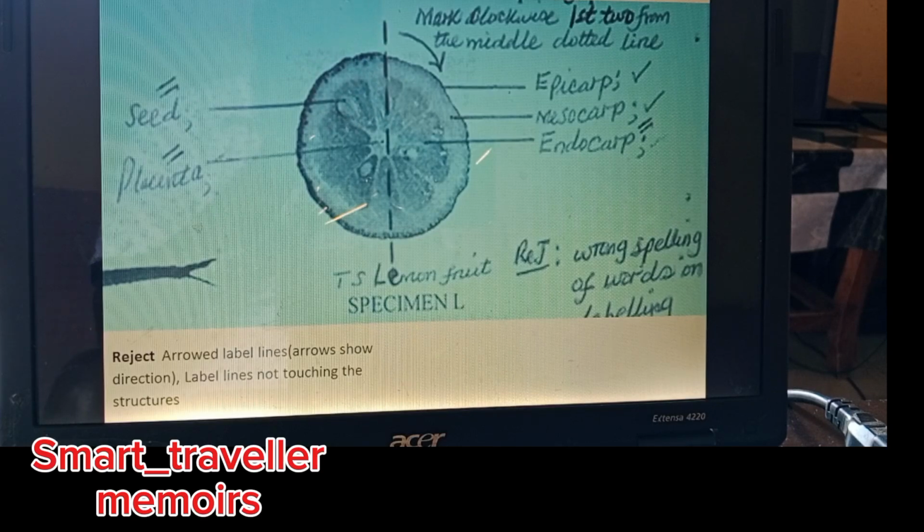So when you come to the endocarp, you can see I've just put the equivalent. And the placenta, I've put the equivalent. And the seed, I've put the equivalent. So TS lemon fruit, reject the wrong spelling of words on the labeling. Reject arrowed label lines. Arrows show direction. That is why you don't put arrows. Label lines, also reject label lines not touching the structure.